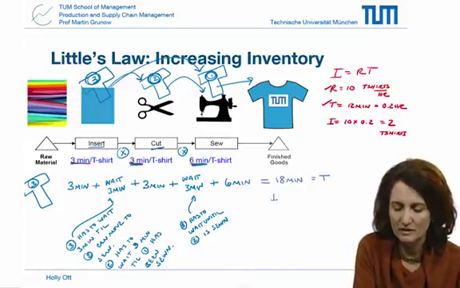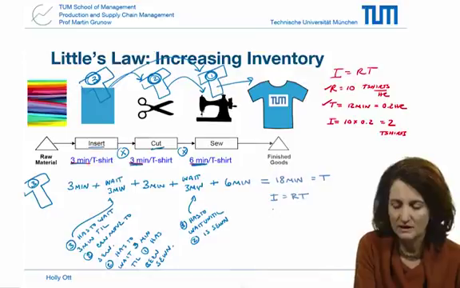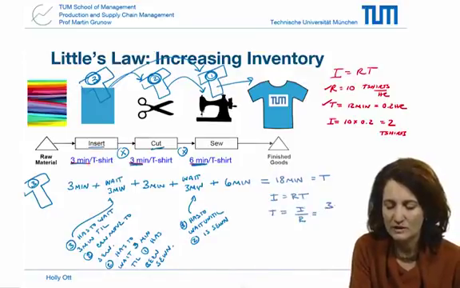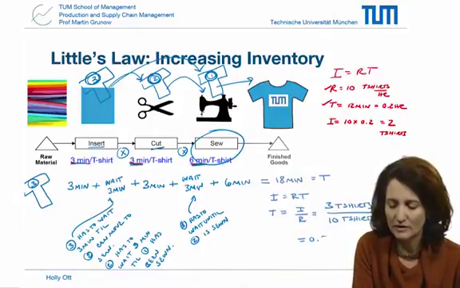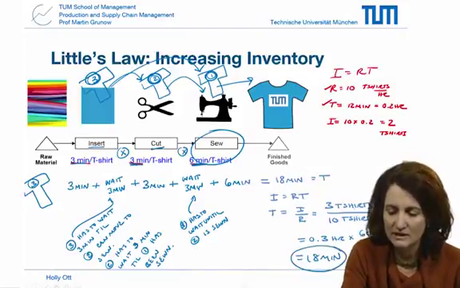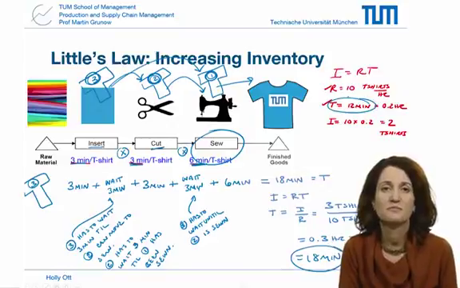Well, let's look at I equals RT. And let's write down T is equal to I divided by R. This time we put in 3 t-shirts into the system. Our rate didn't change. We're still processing at 10 t-shirts per hour. So we get here 0.3 hour times 60 minutes per hour equals 18 minutes. 18 minutes compared to 12 minutes.